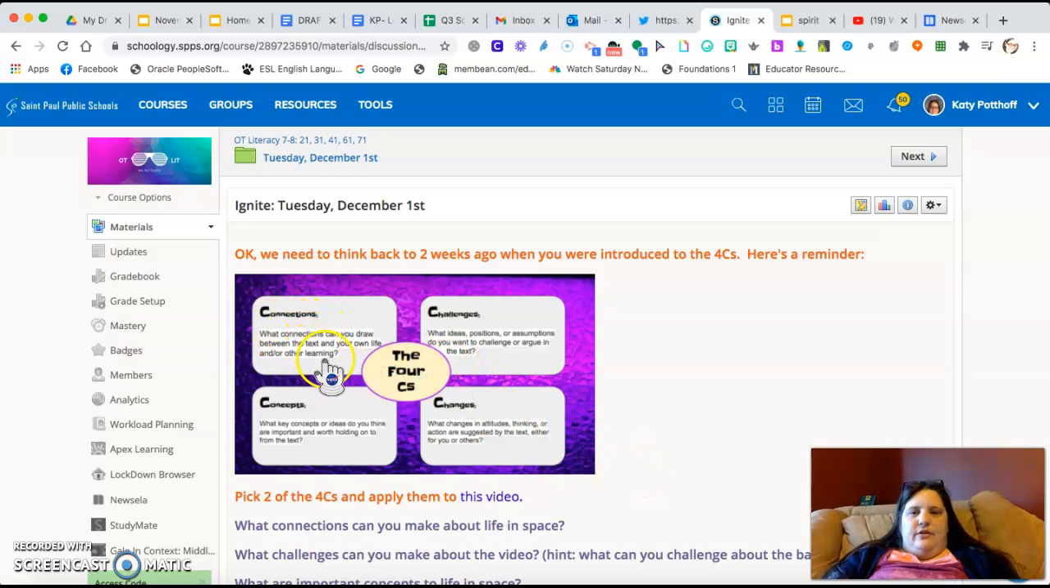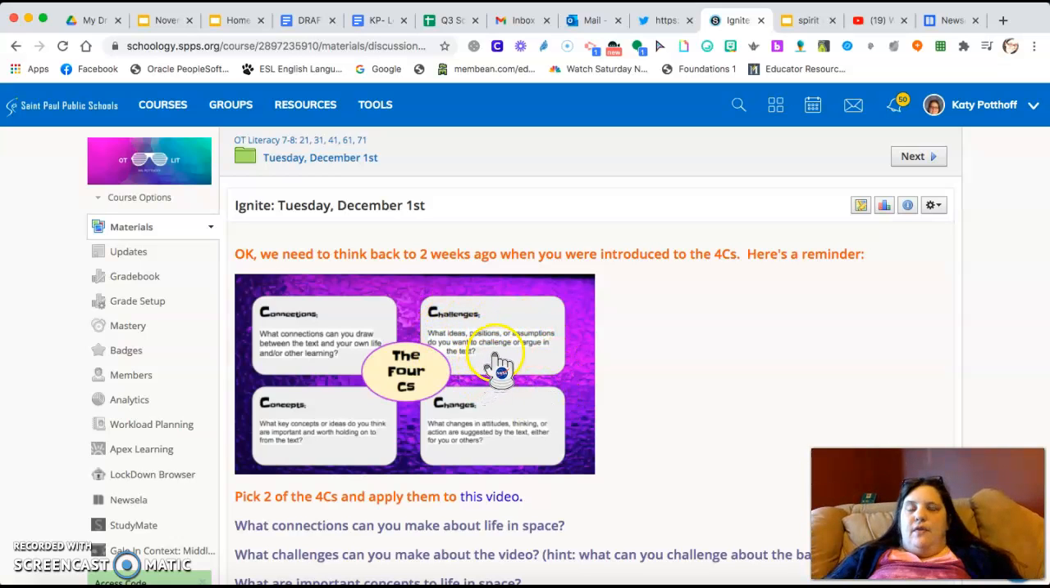We have connections, so that's what connections can you make between what you are seeing or reading and your life and what you're learning. Another is challenges. What ideas, positions, or assumptions do you want to challenge or argue? So this is your chance to argue.